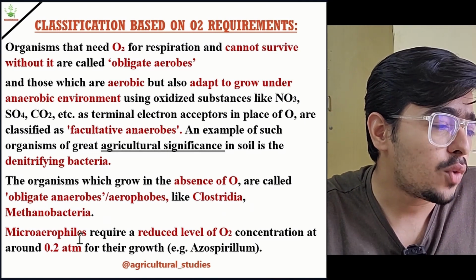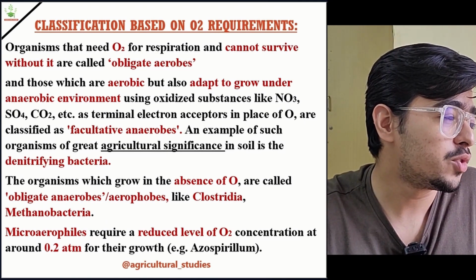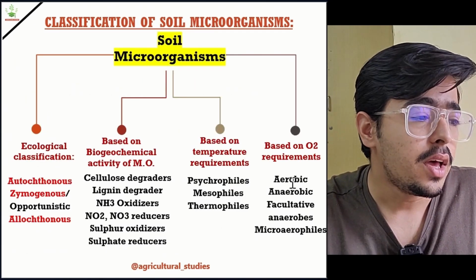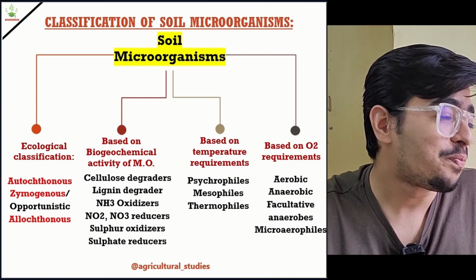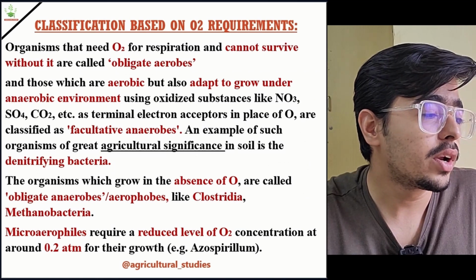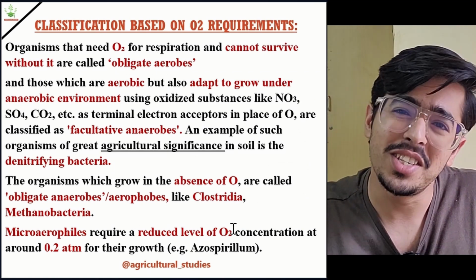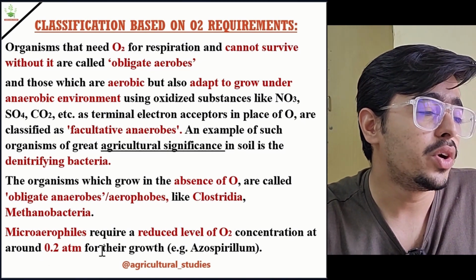So next is aerophiles. There was also a term in the classification chart I showed you before: aerobic, anaerobic, facultative aerobes, and microaerophiles, right? So microaerophiles, what are the microaerophiles? Those microorganisms which need a reduced level of oxygen. They need oxygen but at a reduced level, right? So we can learn the concentration at 0.2 atm.